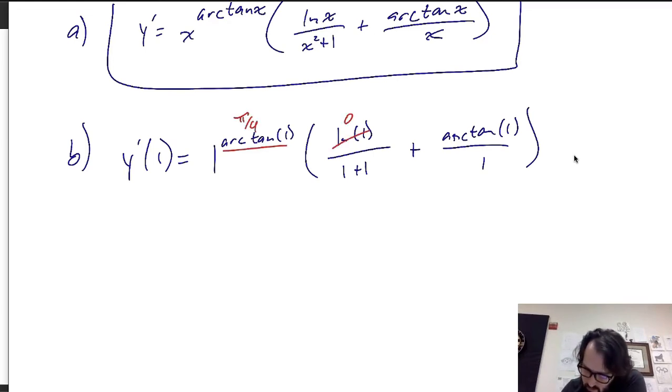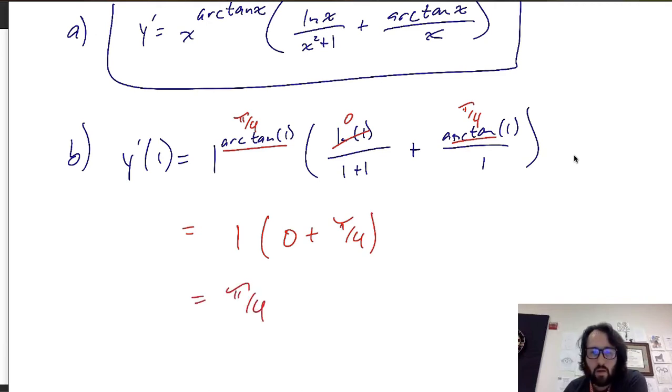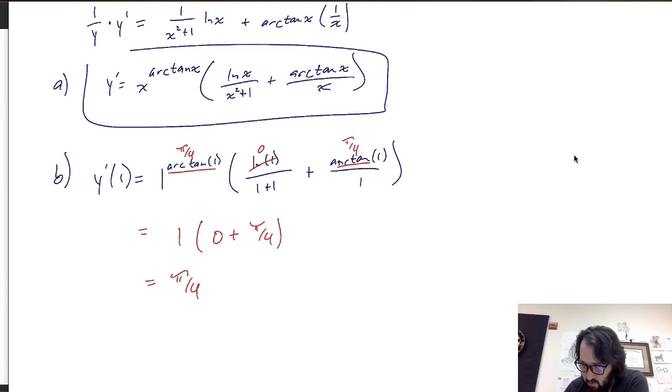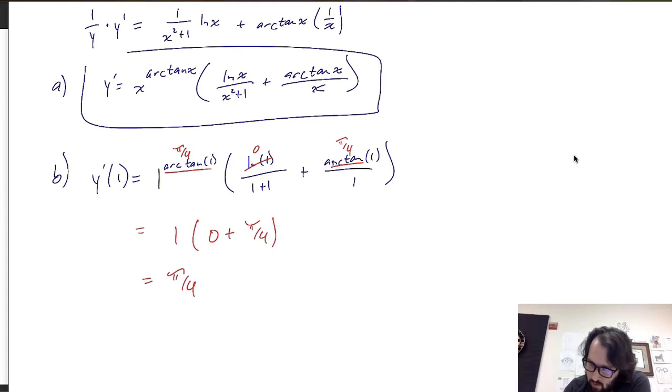ln of 1 is 0, so 0 over 2. And again, arctangent of 1, this is pi over 4. So really, all of this simplifies to 1 times 0 plus pi over 4. So all of that is just pi over 4. All that junk for that simple answer. That's ridiculous.